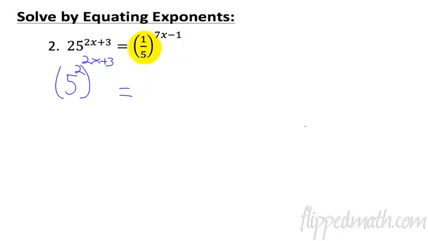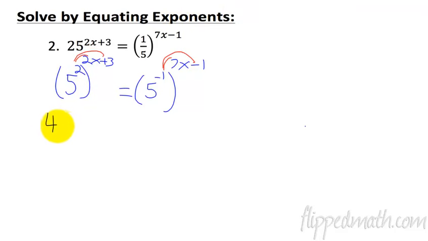Now, what can I do to the 1/5? How can I make this become base 5? It is the same thing as 5 to the negative 1. That's what 1/5 is. Remember this cool negative exponent trick? It makes it the reciprocal. And then you have that being raised to the 7x minus 1. And now, since we have bases that are the same, 5s, we equate the exponents. Just remember to be careful that a power to a power means you multiply. So we take this negative 1 and distribute it through to the entire exponent.